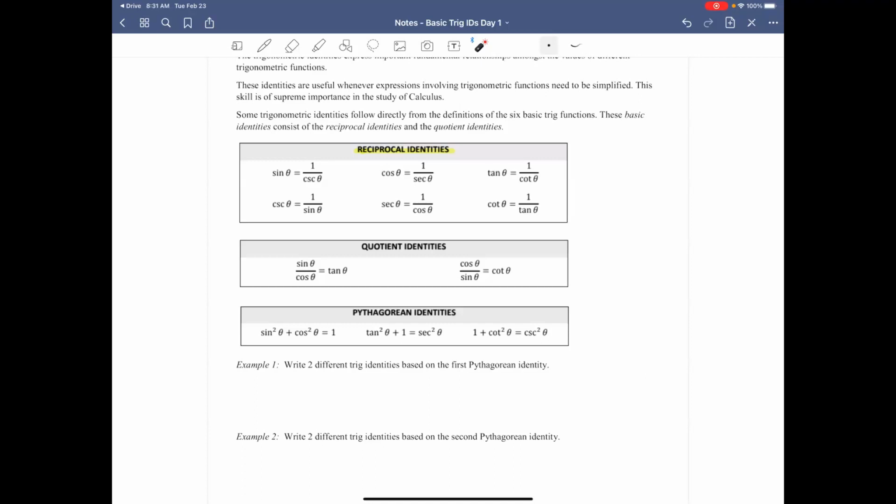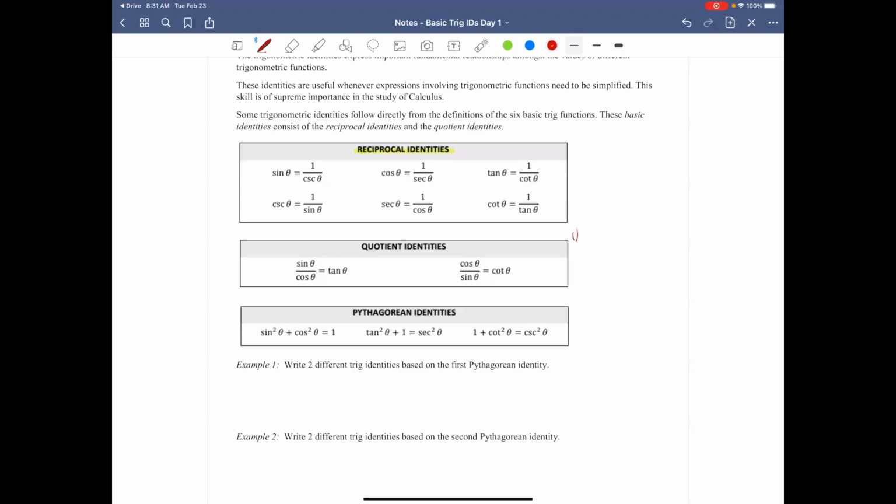Then finally, we have the Pythagorean identities. This says that sine squared theta plus cosine squared of theta is equal to 1. We then have these other 2 versions of the Pythagorean identity, and I'm going to briefly show you that we can actually derive these 2 Pythagorean identities as long as we remember the first one.